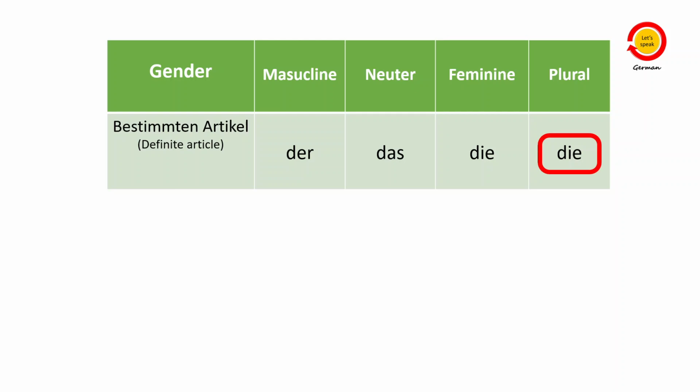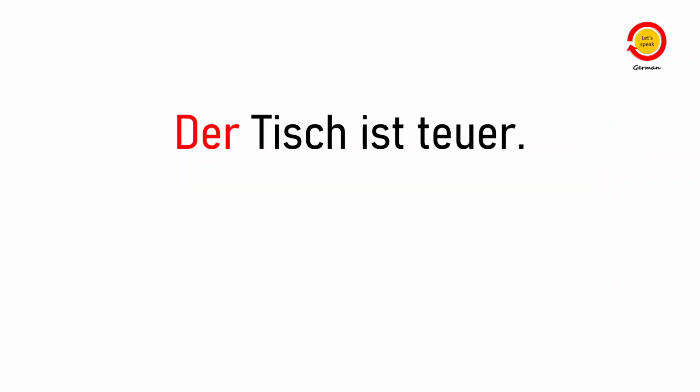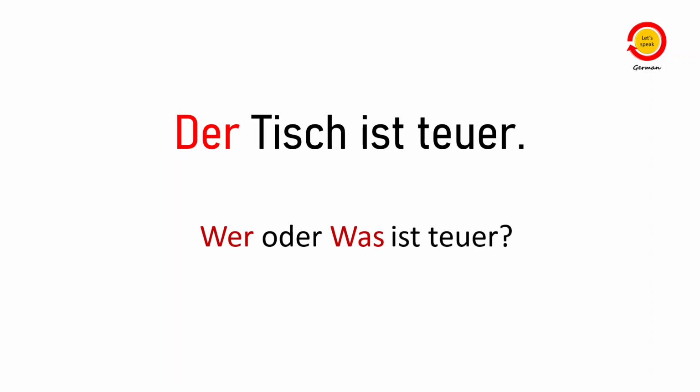We shall see a few examples to understand this in a better way. Der Tisch ist teuer. The table is expensive. So, when you see a sentence, to know if it is in the nominative case or not, you must recall the question words of the nominative: wer, who, and was, what. Wer oder was ist teuer? Who or what is expensive? The word that answers this question is a nominative noun.